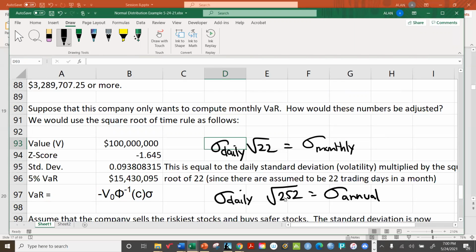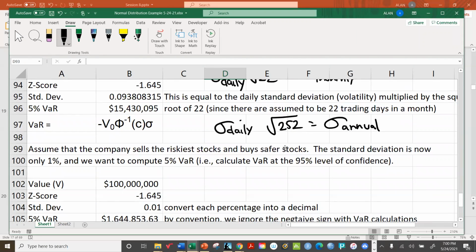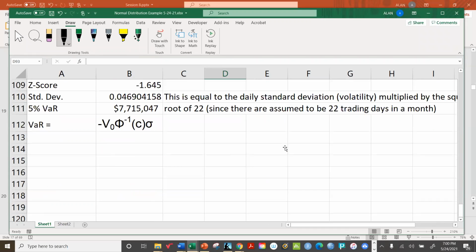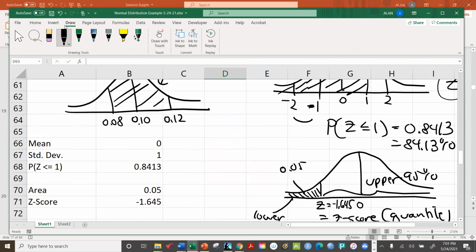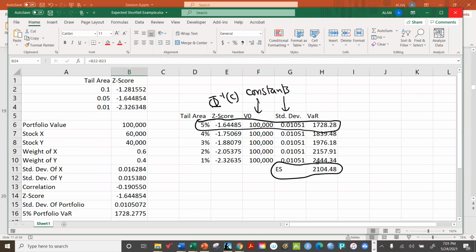So the daily times square root of 252 gives me annual vol, and that means I can calculate the VaR at that level. All right, so those examples are done. So let me get this out of here. Oh, this will come later.